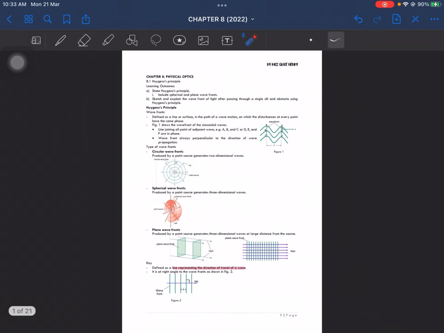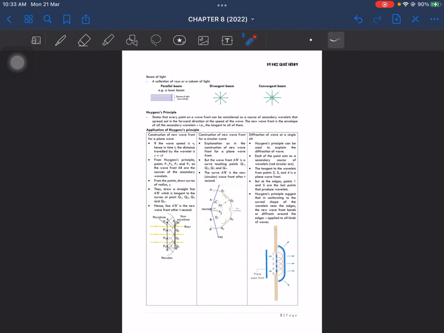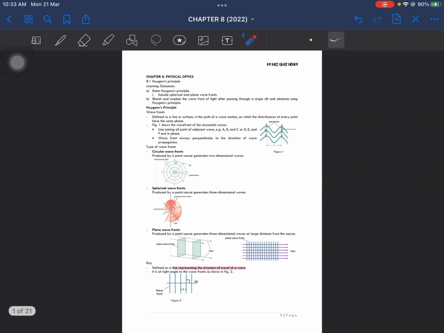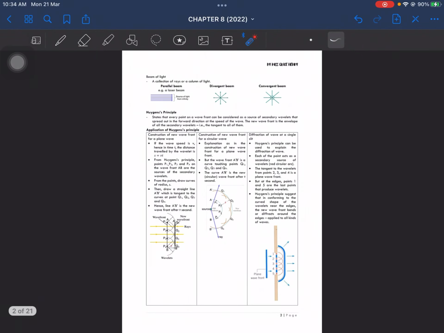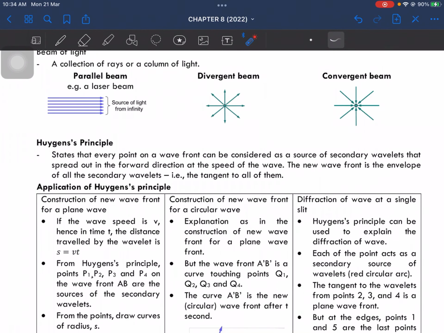And then we have beam of light. I'm telling you about the terminologies. We have wavefronts, and then we have ray, and then we have the beam of light. The third one is a beam of light. It is a collection of rays, or what we call a column of light.